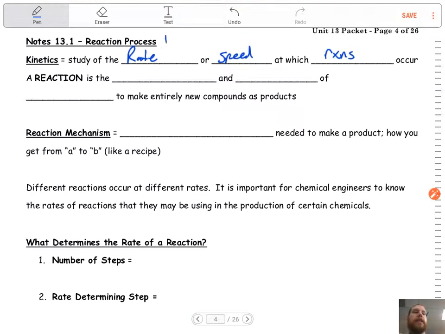So one thing, just as a side note, guys, whenever I see RxN or RxNS, it just means reaction, okay? It's kind of the shorthand way, or my shorthand way, for reactions. All right, so if there's an S on there, it just means reactions.